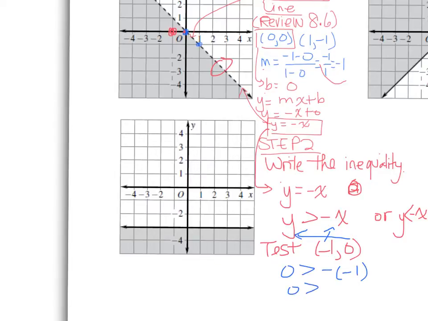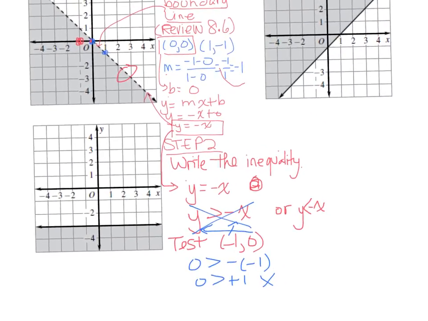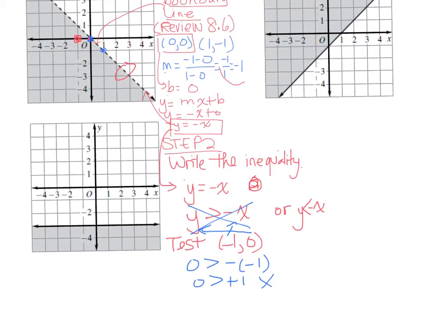And obviously this does not make any sense. So this is not the inequality. And let's try the other one. So 0 for y, -1 for the other one, and this makes sense. So your answer is y less than -x.